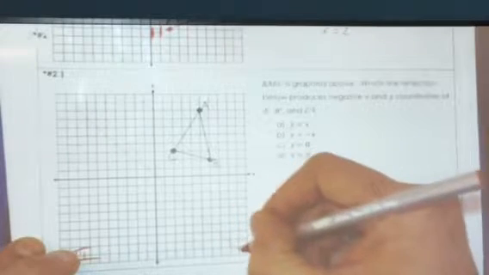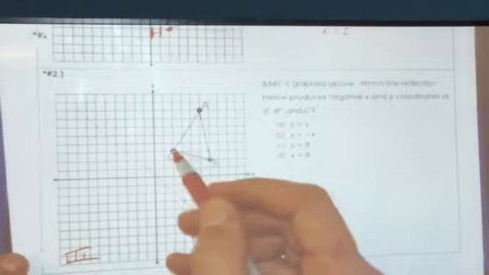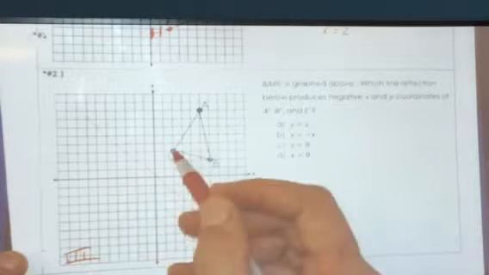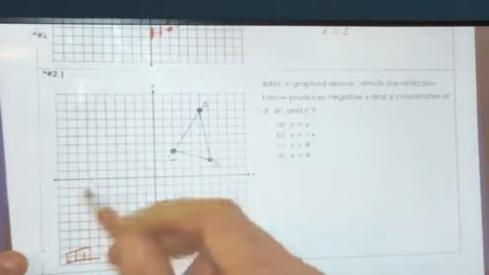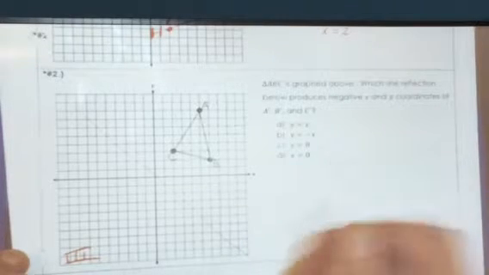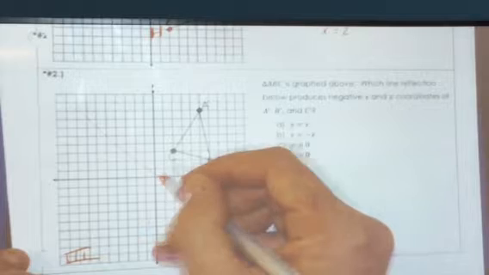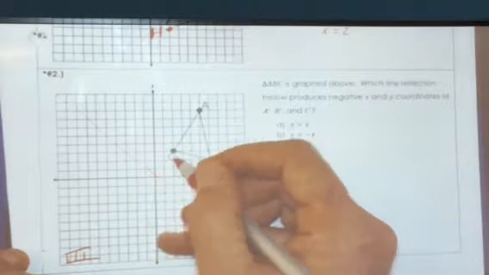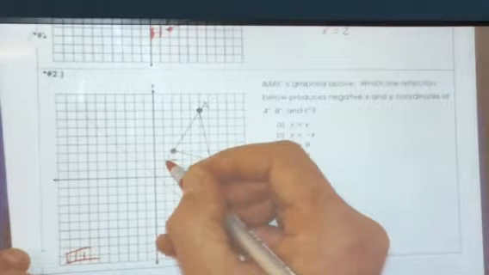Y equals negative x is this line. And if we reflect over this line, then when we get to the other side, we're going to have coordinates in the third quadrant, which is what we want. So now let's figure out where they will go. So we said that when we're reflecting over a diagonal line, we should count diagonally for the reflection. So we've got diagonal 1, diagonal 2.